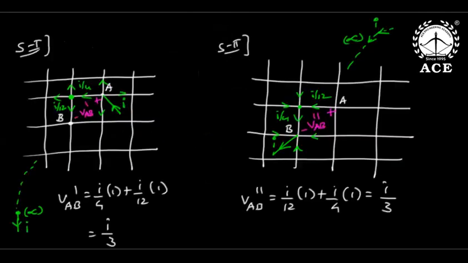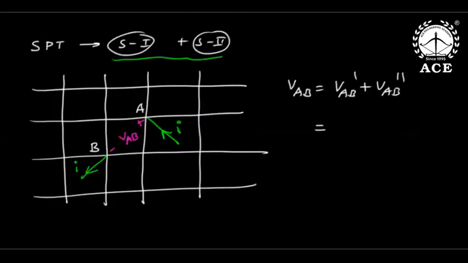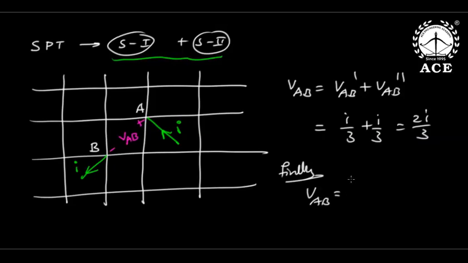But what is VAB dash? It is I by 3, and this is also I by 3. So I by 3 plus I by 3 is 2I by 3. So finally from Ohm's law, RAB will be VAB by I, that is 2 by 3 ohms. Wonderful concept.